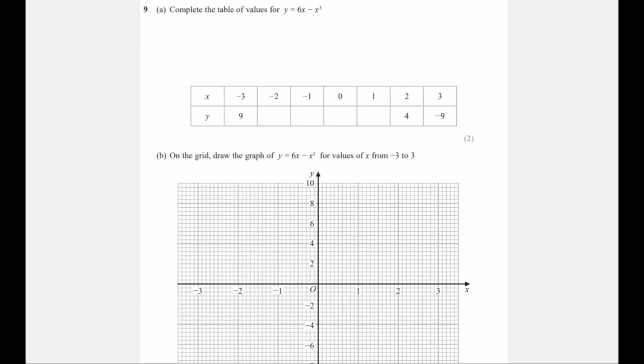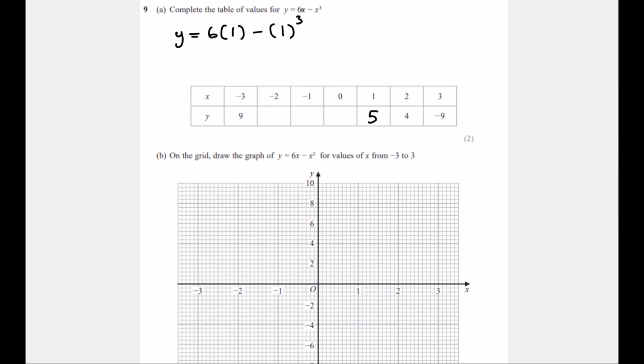Question 9, complete the table of values for y equals 6x minus x cubed. So we've got 6 times x minus x cubed. Let's start with 1, that should be easiest. So when x is 1, what is y? 6 ones minus 1 cubed. 6 ones are 6. Take away 1 cubed. 6 take away 1 is 5.